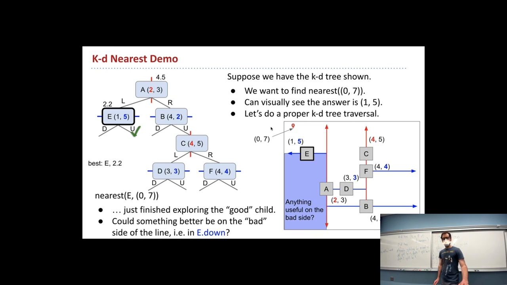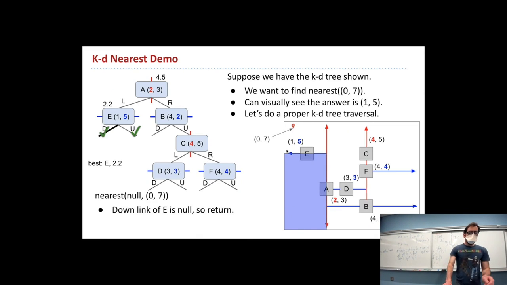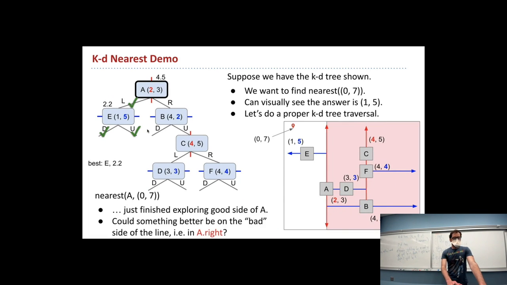Is it possible for there to be something closer in this blue region than E? Yeah, there could be. 0.5 would be closer than 1.5. Or I guess 0.5.00001, something down, or 4.999. So the best possible distance to something in this region is better than 2.2, so we will check there. And we've explored this whole side of the tree, so then we could take a look at this side.